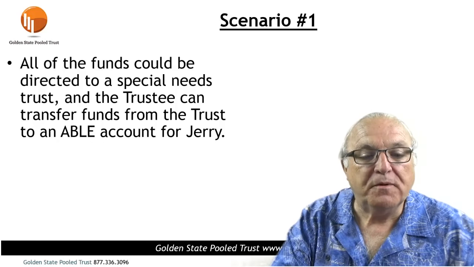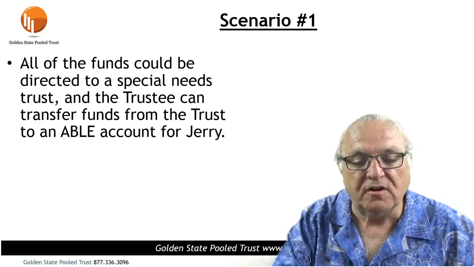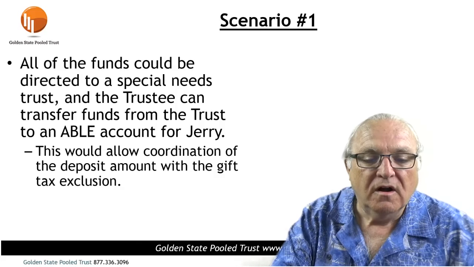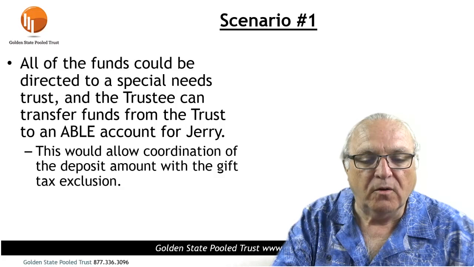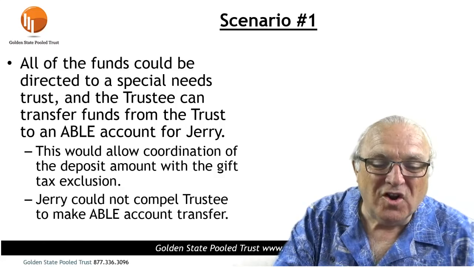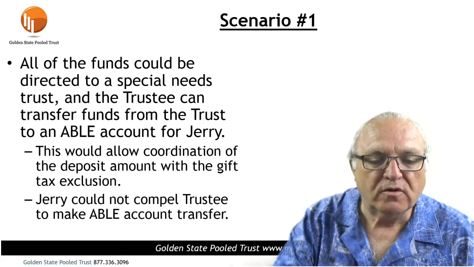So all of the funds can be directed into a special needs trust, and the trustee can transfer funds from the trust to an ABLE account for Jerry. This would allow coordination of the deposit amount with the gift tax exclusion. Now, Jerry could not compel the trustee to make that transfer.